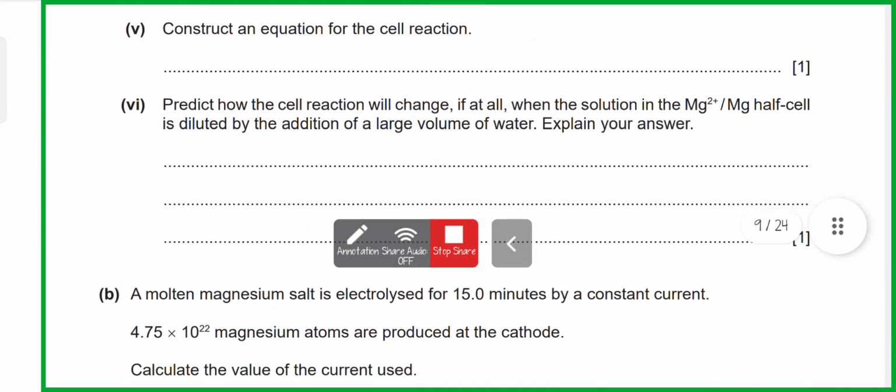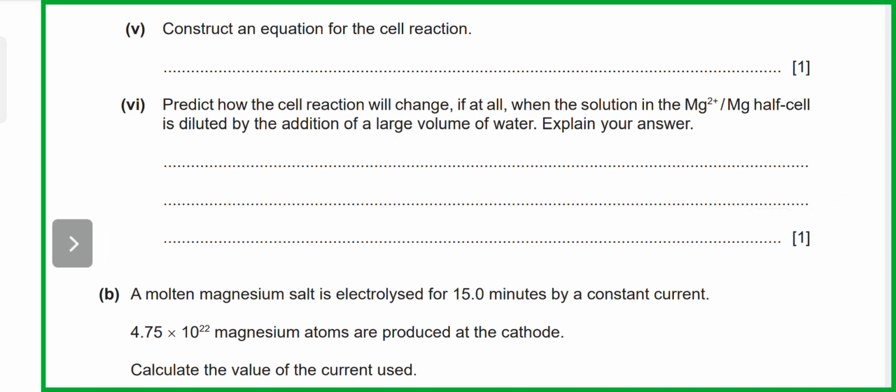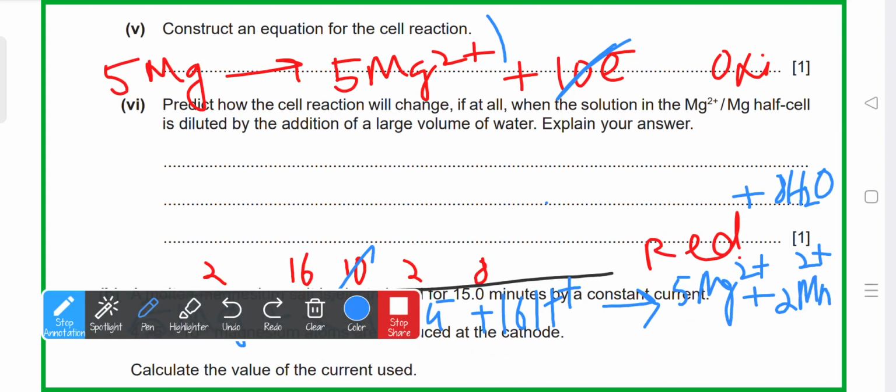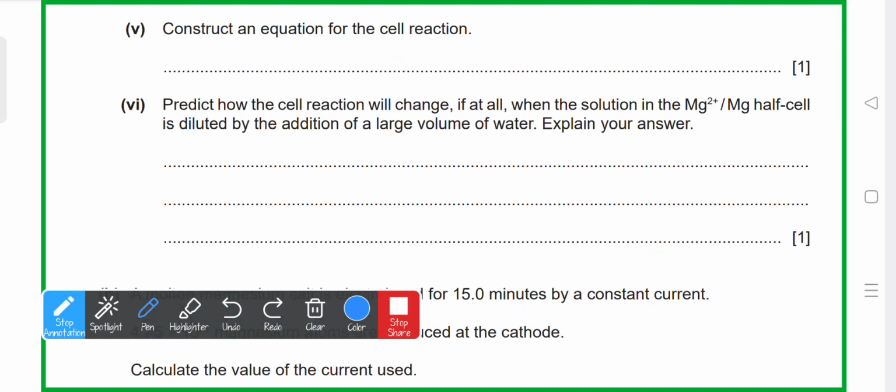And now the next question. Predict how the cell reaction will change, if at all, when the solution of Mg2+ is diluted by the addition of a large volume of water. Explain your answer. They are asking us to dilute the solution in the half cell where we have Mg2+.